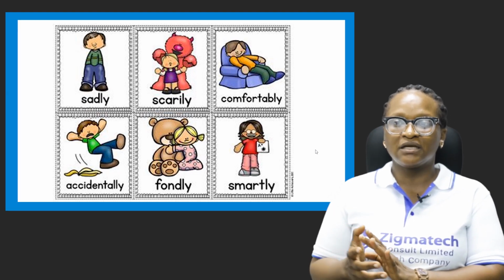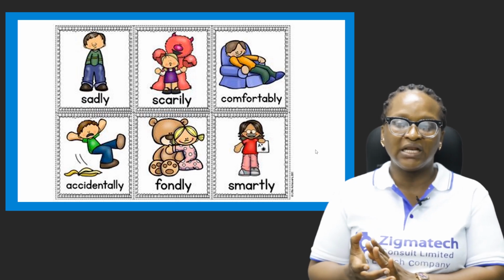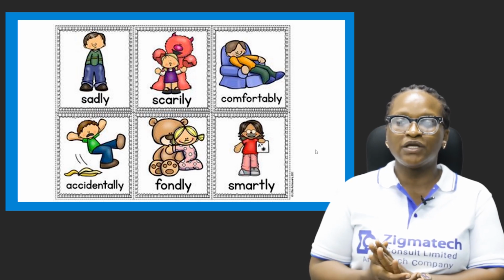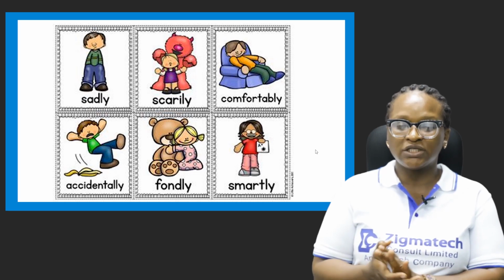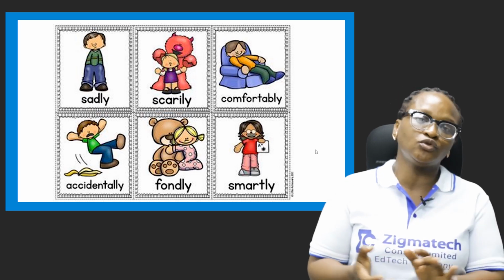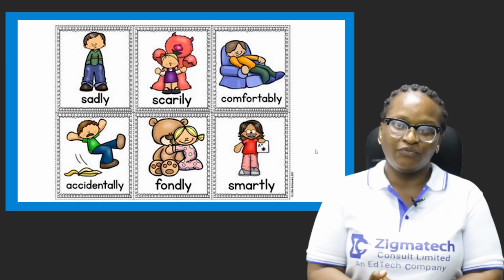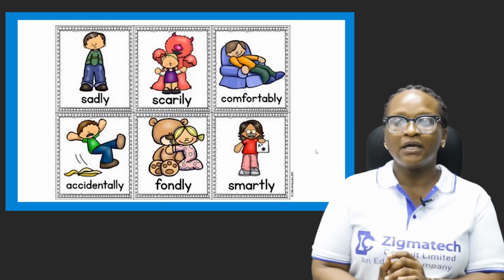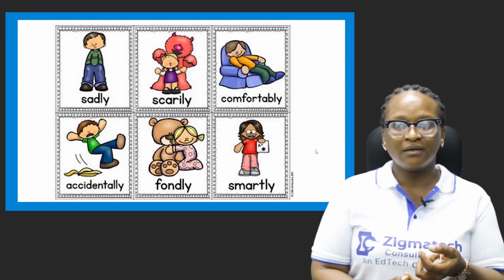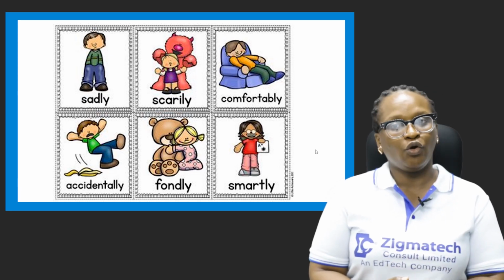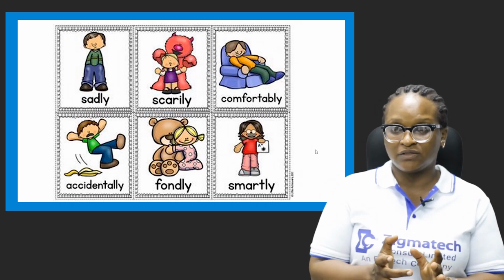Now look at the second one where you have scarily. That scarily simply points to one fact, that when you have an adjective word that ends with y, and you want to form your adverb from that very word, it is expected that you change that y to i before adding your ly. I hope that is gotten.